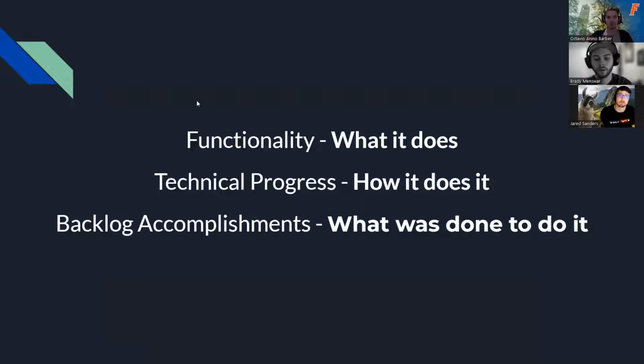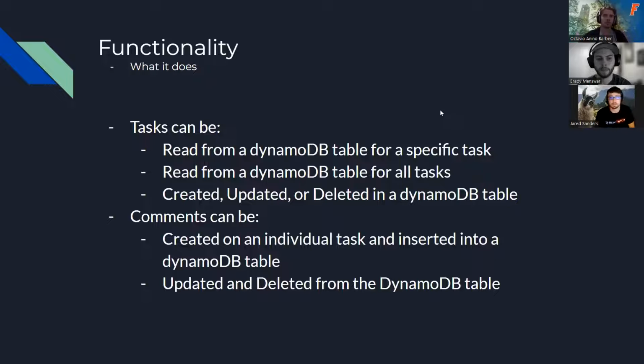All right, yeah. So as far as the functionality, technical progress, and backlog accomplishments, we pretty much split that into functionality being what it does, technical progress being how it does it, and then the backlog accomplishments basically what was done to get there. So starting off with the functionality, we've designed the tasks API to follow the CRUD functionality. So create, read, update, and delete.